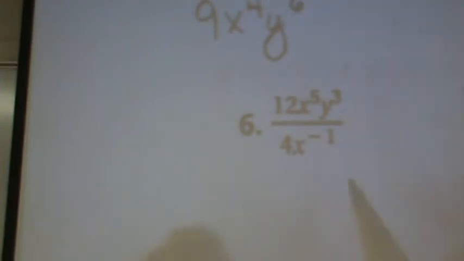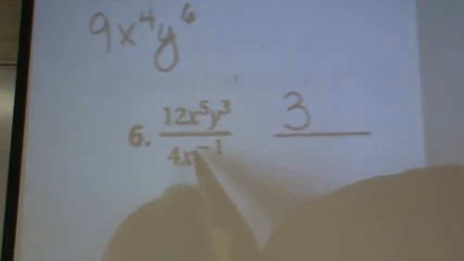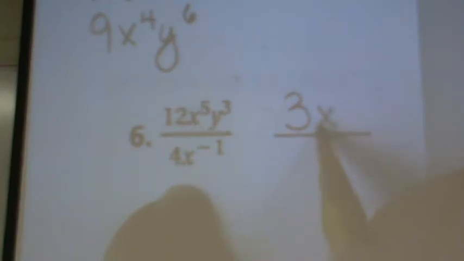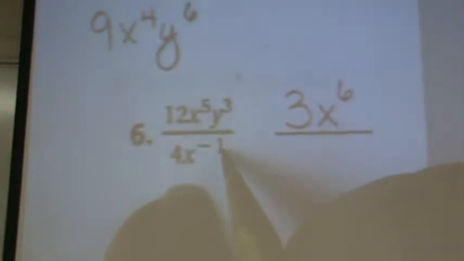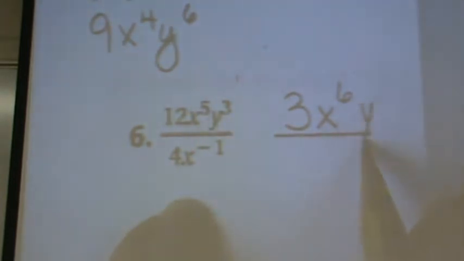Number 6, 4 goes into 12 3 times. This x, you're going to bring it up on top, and you're going to have x to the 6th on top. This x is a negative exponent, so you're going to bring it on top and make it x to the 6th. The y is going to stay on top as y to the 3rd.